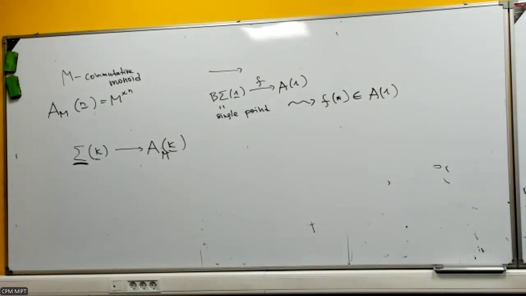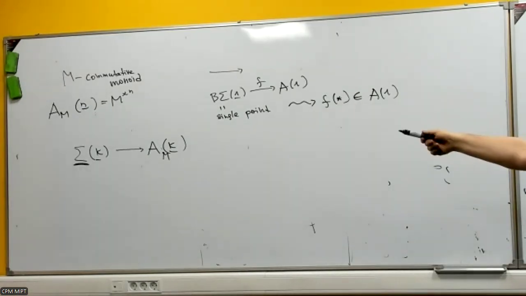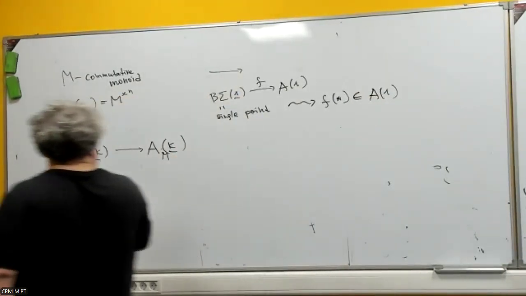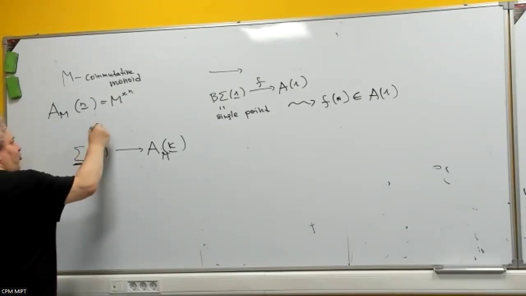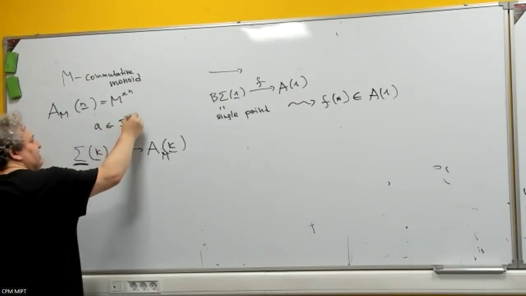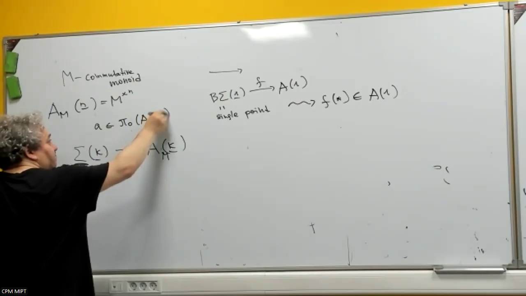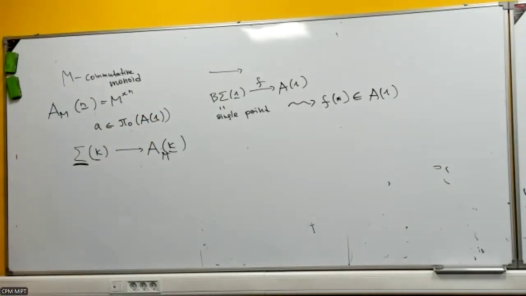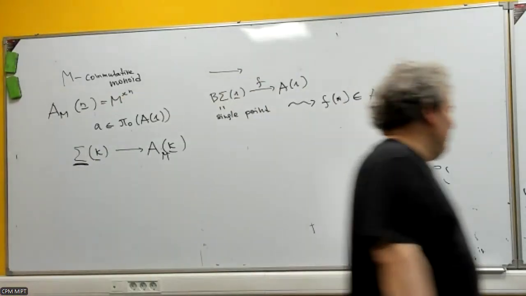So then I'd like to construct a map in the backward direction, which is more complicated. For this, I start with this particular case of A_M, because it's easier to explain the detail. So the idea is, I fix the point A in pi 0 of A1, and then I'd like to extend it to such a map. So how do I do it?